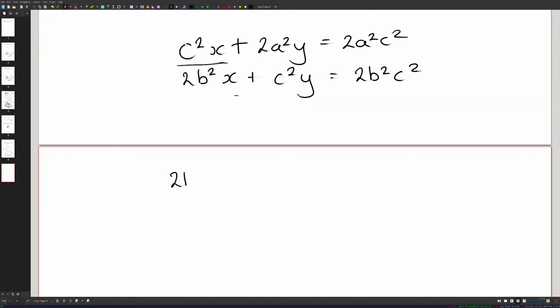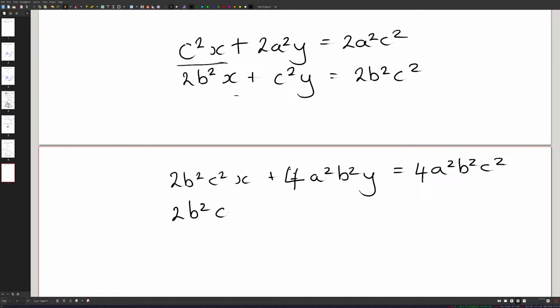So we've got 2b squared c squared x. I'm multiplying the first one by 2b squared. So plus 4a squared b squared y is 4a squared b squared c squared. And the second one, if I multiply by c squared, I've got 2b squared c squared x plus c to the 4 y is 2b squared c to the 4.